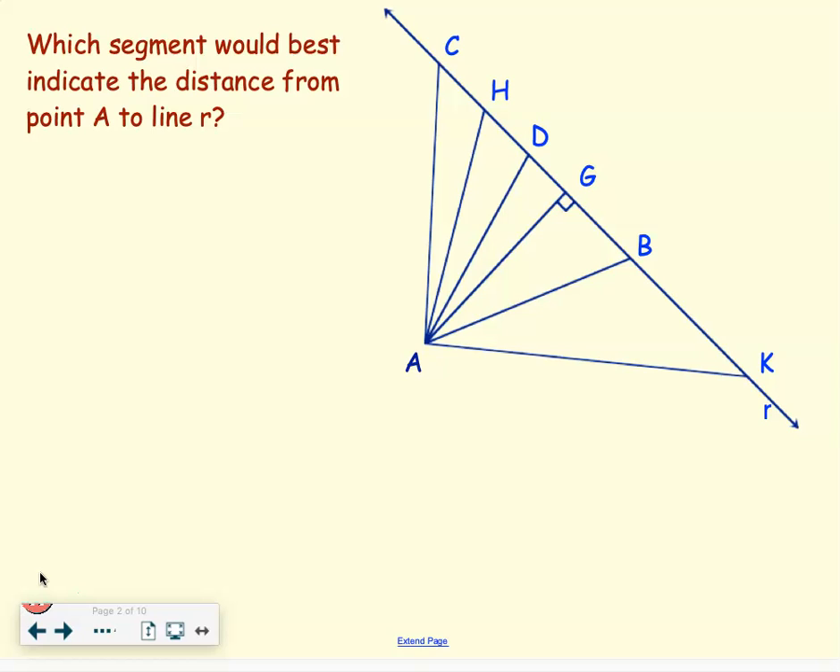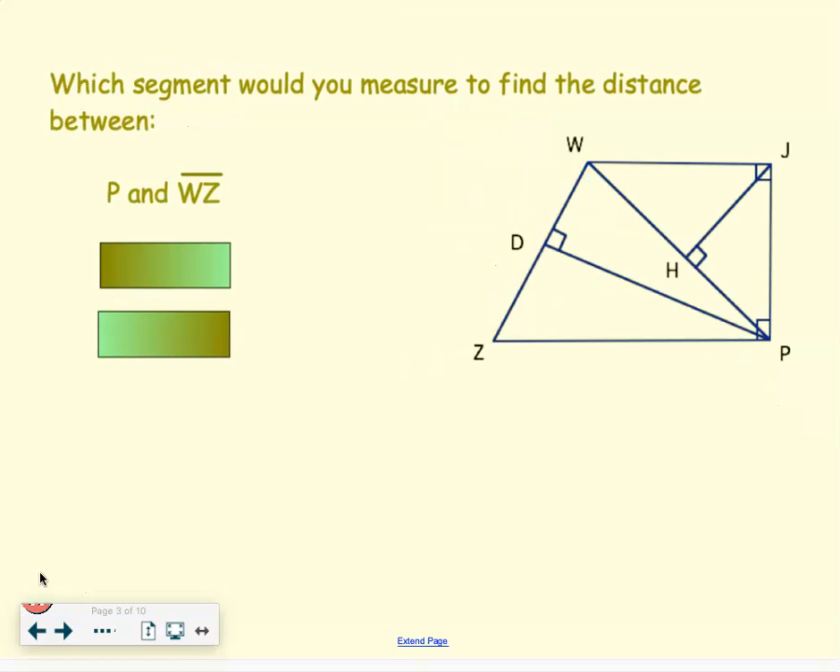So today we're going to be using a lot of perpendicular slopes and whatnot. Wouldn't it also be an angle bisector? Does that have something to do with it? It could, yeah. It cuts in half. Yep, exactly. Nailed it. Okay, so now which segment would best represent the distance from P to segment WZ?